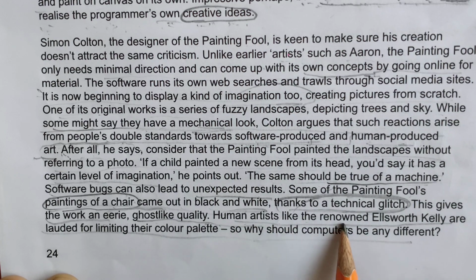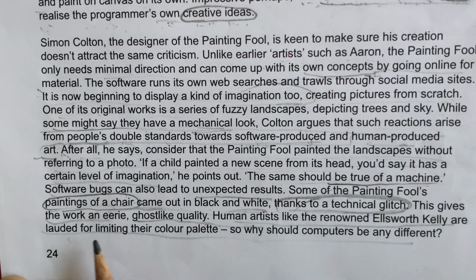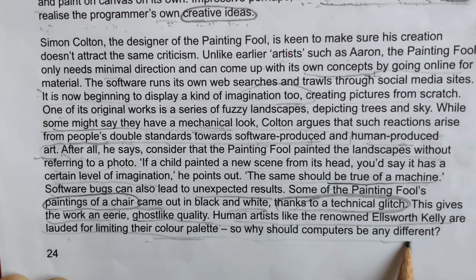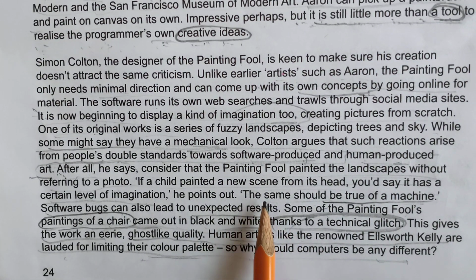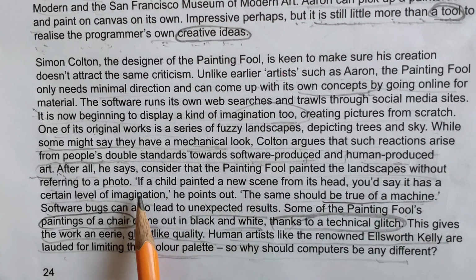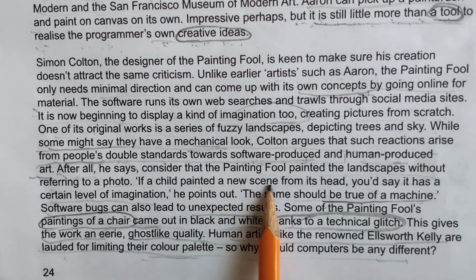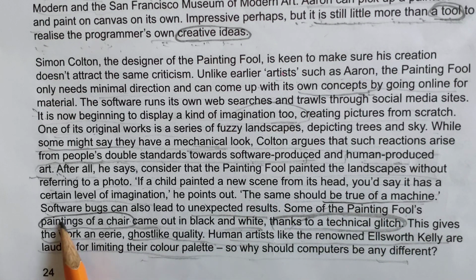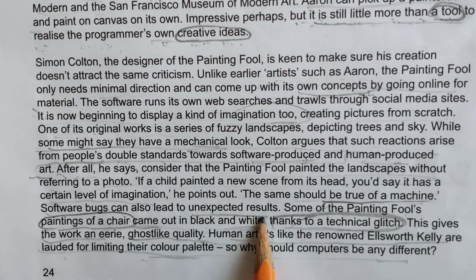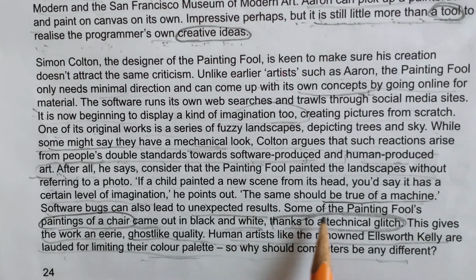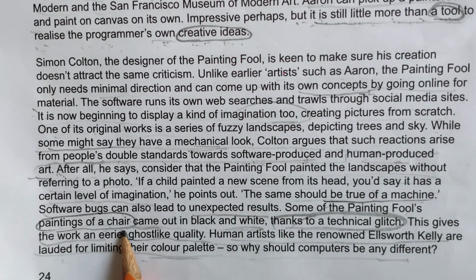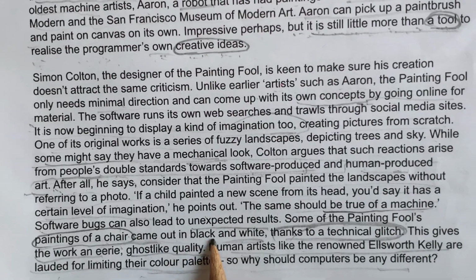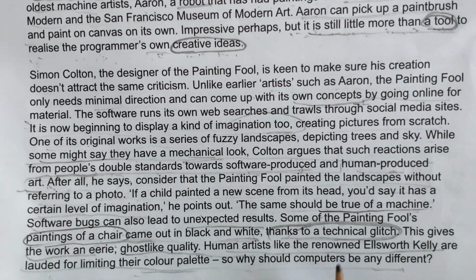Human artists like the renowned Ellsworth Kelly are lauded for limiting their color palette. So why should computers be any different? Okay. From here, you can also read from here. If a child painted a new scene, okay, here the same should be true of a machine. Software bugs can also lead to unexpected results. Some of the paintings, the painting of a chair, came out in black and white thanks to a technical glitch.